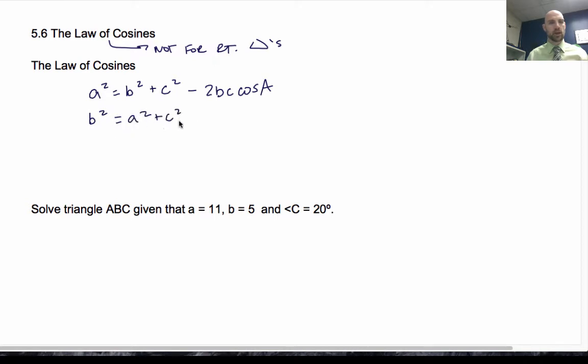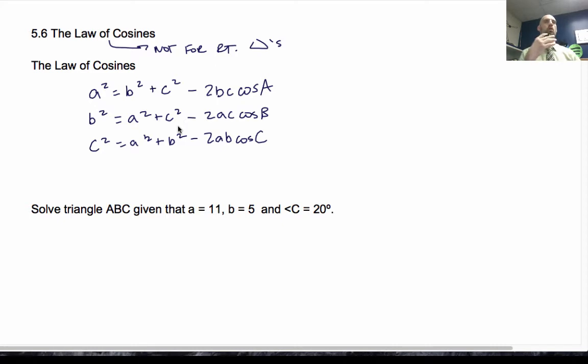b squared equals a squared plus c squared minus 2ac cosine of B. And c squared equals a squared plus b squared minus 2ab cosine of C. And so the game is really which variation do I use? And you'll kind of see how this goes. So take a look at this real quick.